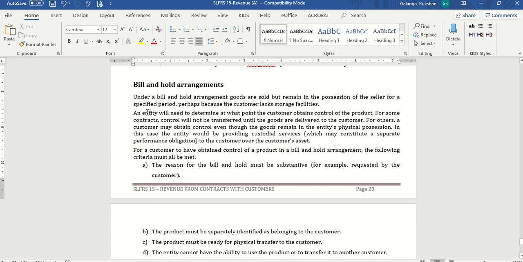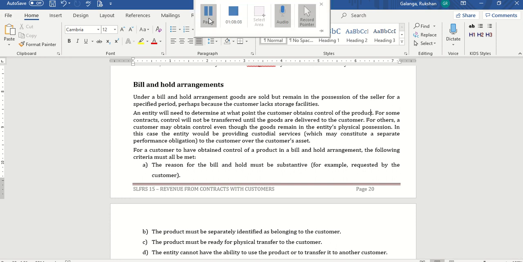An entity will need to determine at what point the customer obtains control of the product. We should ensure at which point the customer gets the control of this product, right?